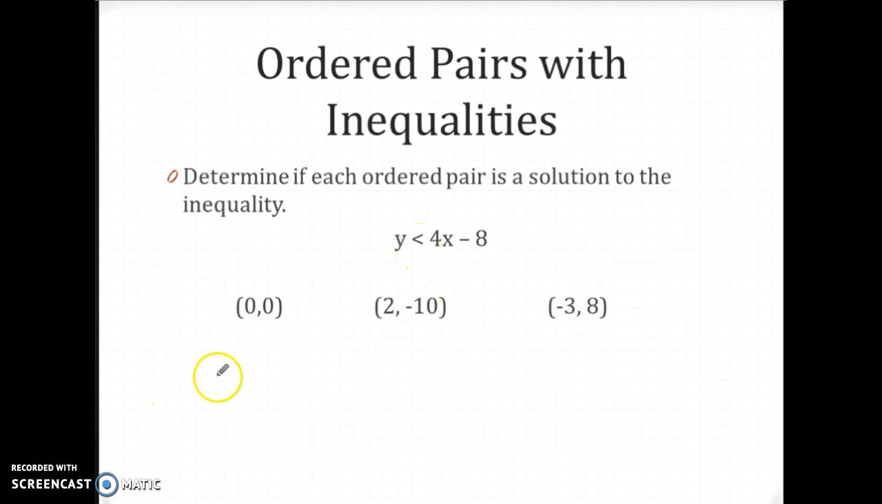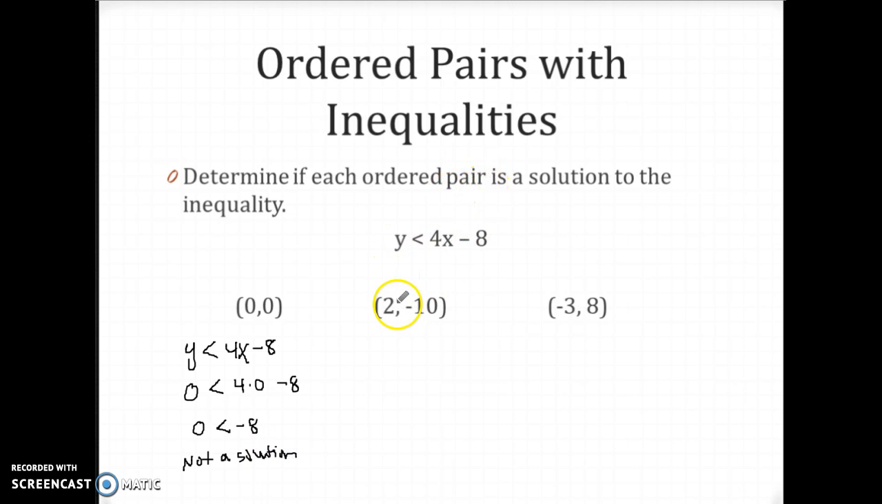So if we're trying to determine if an ordered pair is a solution, we're still going to input the x-coordinate and the y-coordinate in for x and y in our equation. In this first example, y is less than 4x minus 8. If I input 0 for x and 0 for y, we have 0 is less than 4 times 0 minus 8, and 0 is less than negative 8. This one is not true because 0 is not less than negative 8. So we would say that this one is not a solution.